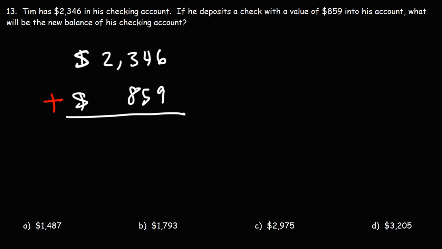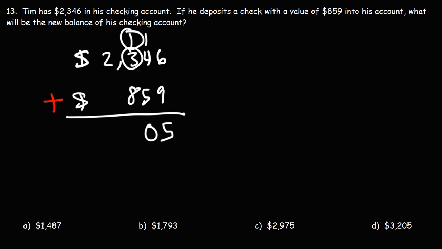So let's add column by column starting from the right. 6 plus 9 is 15. We'll write the 5, carry over the 1. 1 plus 4 is 5, plus 5, that's 10. So we'll write the 0, carry over the 1.